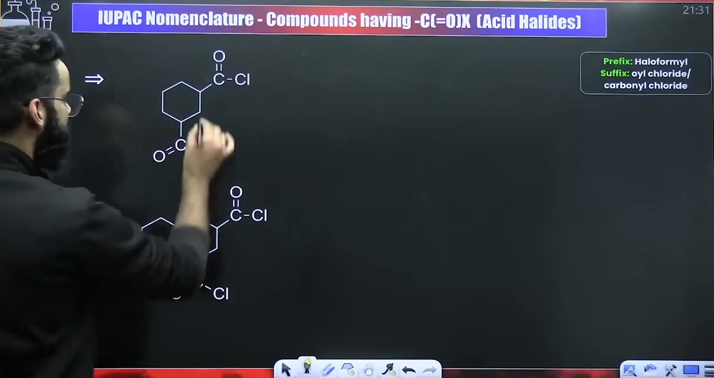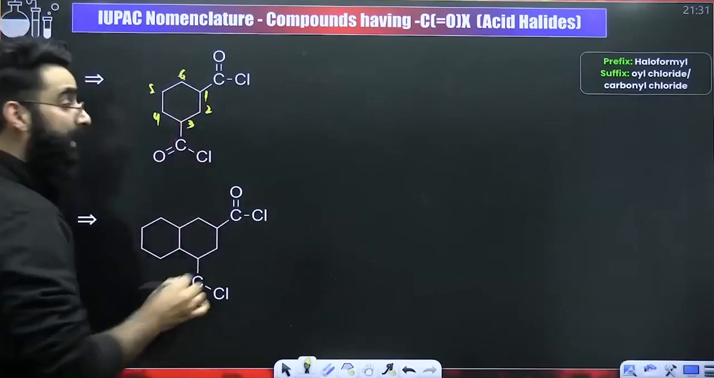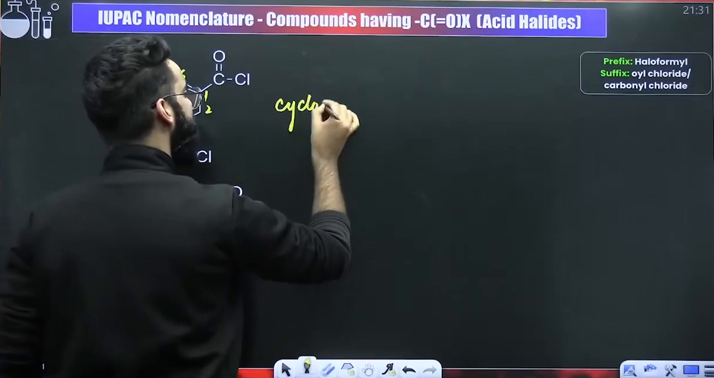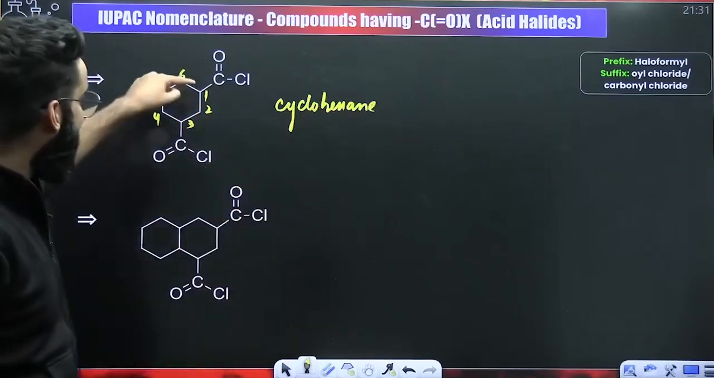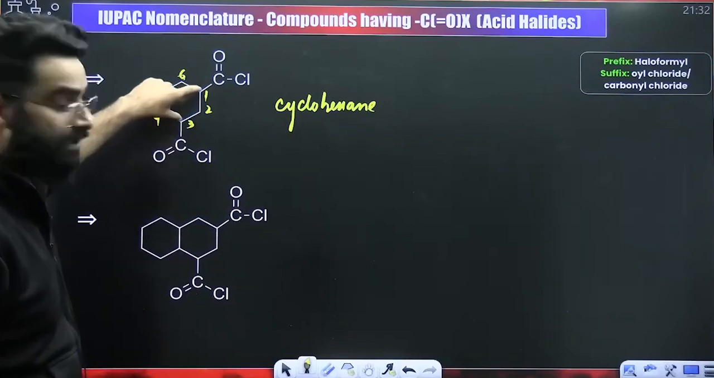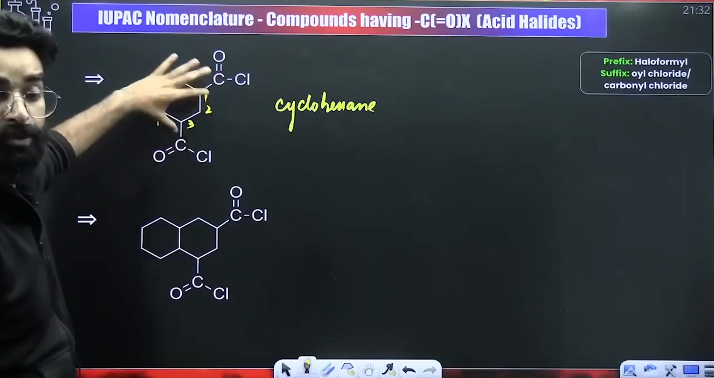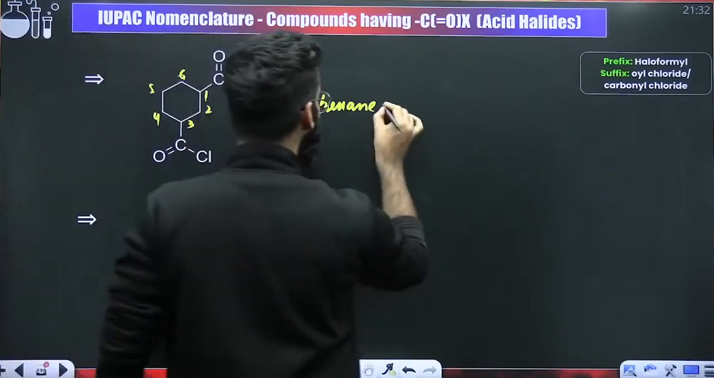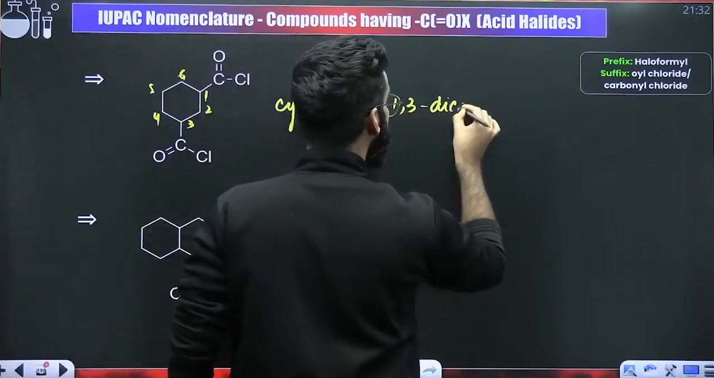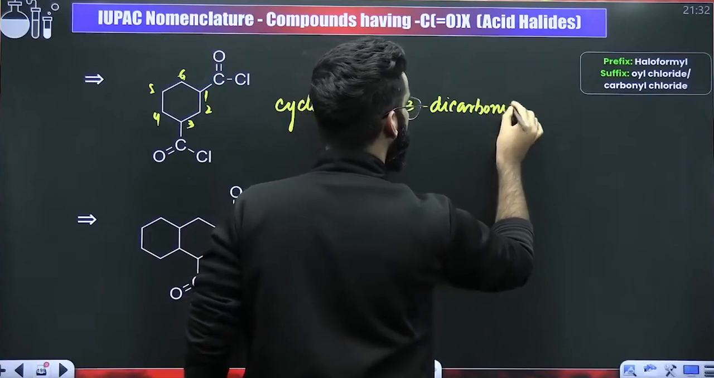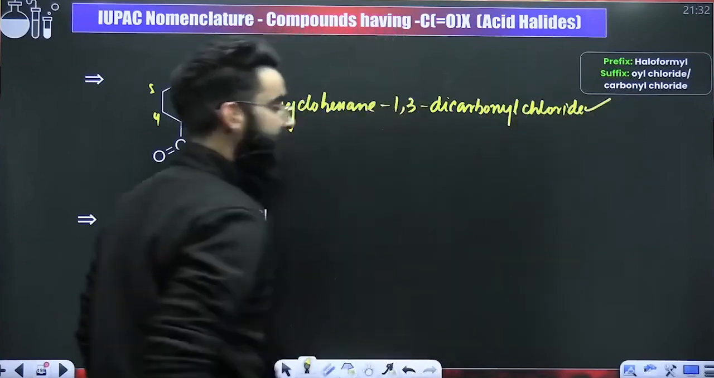Now, a few more. Look at this one. Start from here. 1, 2, 3, 4, 5, 6. So what is it going to be? It's first of all going to be cyclohexane. At 1 and 3, functional groups, acid chlorides. None of the carbon of the acid chlorides is a part of the main chain. So I'll write 1,3. It's going to be dicarbonyl chloride. Dicarbonyl chloride, right?